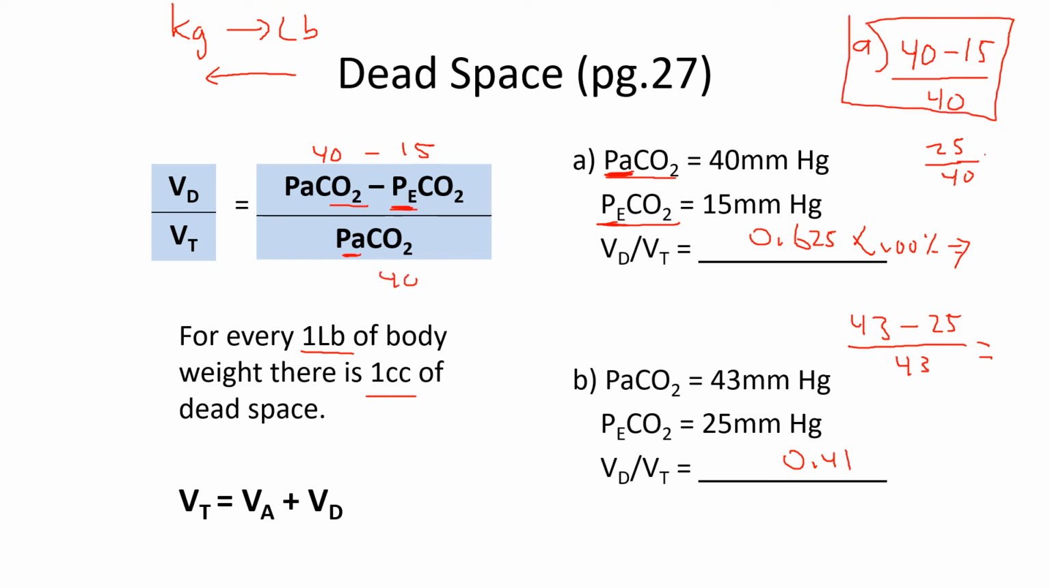And then what I did is I simplified. 40 minus 15 was just 25. So the values are given, you just have to plug them in the right place.